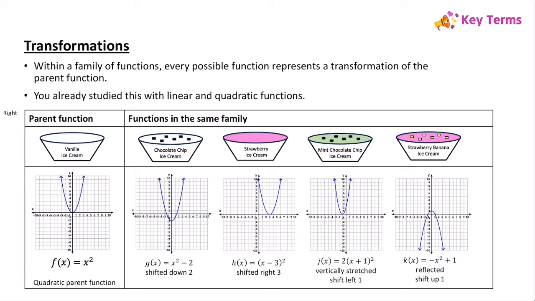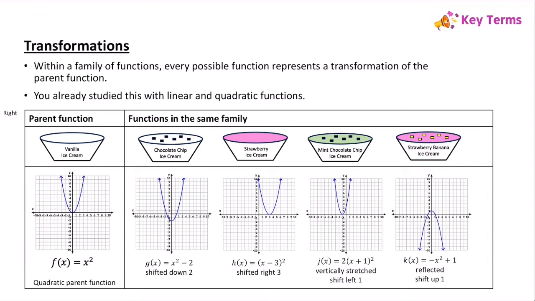Remember the analogy that I used: our parent function is kind of like vanilla ice cream, right? Then we can add one flavor if we want. We can get chocolate chip or we can get strawberry. Or if we want, we can add more than one flavor. We can get mint chocolate chip or we can get strawberry banana. So it's the same idea with parent functions.